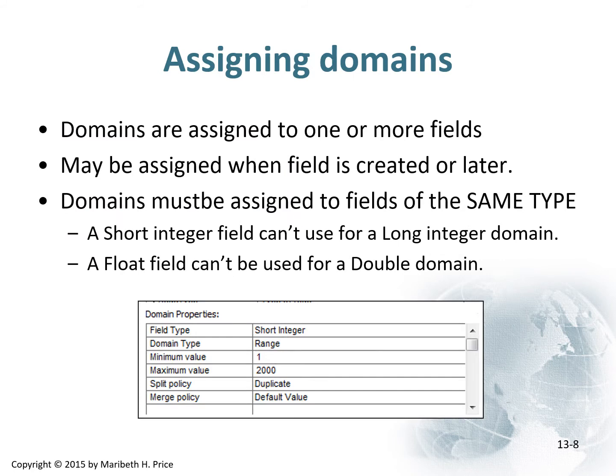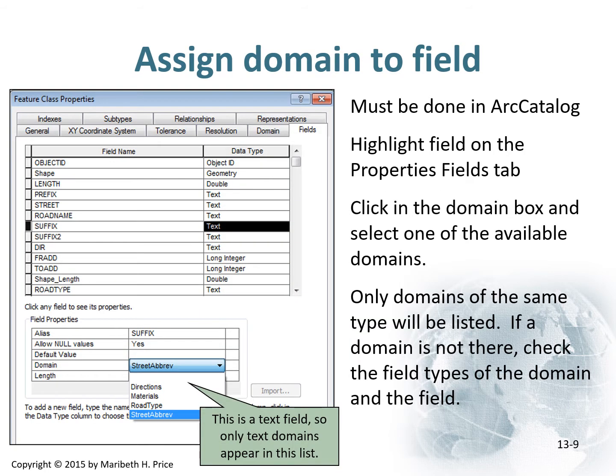Assigning domains. You can assign domains to one or more fields. They may be assigned when a field is created or later. Domains must be assigned to fields of the same type, so you can't take a short integer and assign it to a long or a float to a double. They have to go with the same type. If you assign a domain to a field, you have to do it in Catalog. Click the domain box and then select the properties, and you can go on from there.